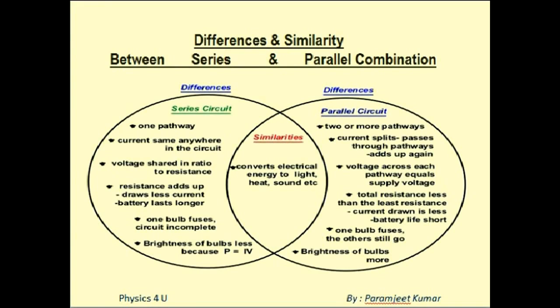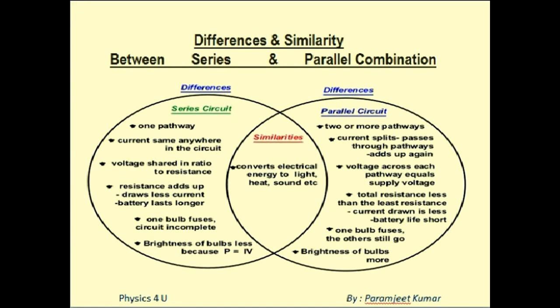Now, differences and similarities between series and parallel combination. Differences: in series circuit, there is one pathway. In parallel, two or more pathways. In series, current is the same anywhere in the circuit, whereas in parallel, current splits and passes through different pathways. In series, voltage is shared in ratio to resistance, and in parallel, voltage is equal in each path. Then in series, resistance adds up and draws less current, and battery lasts longer. And in parallel, resistance is less, current drawn is more and battery life is short.